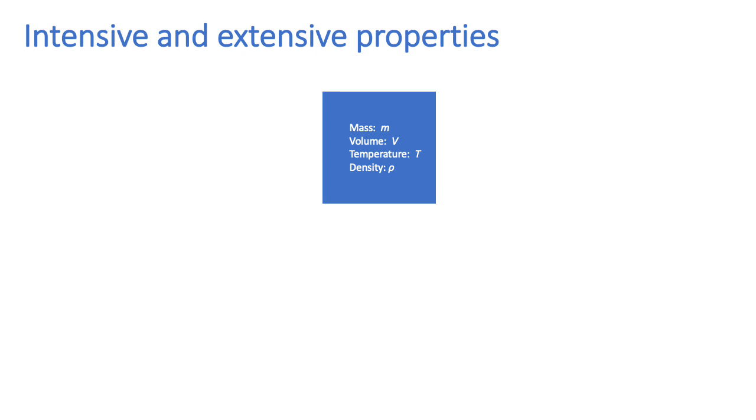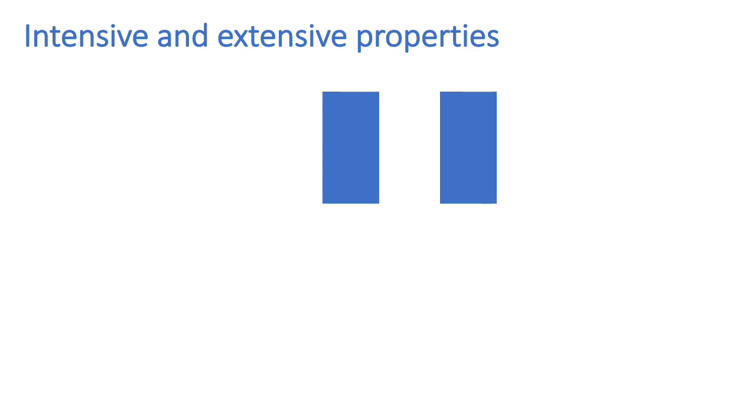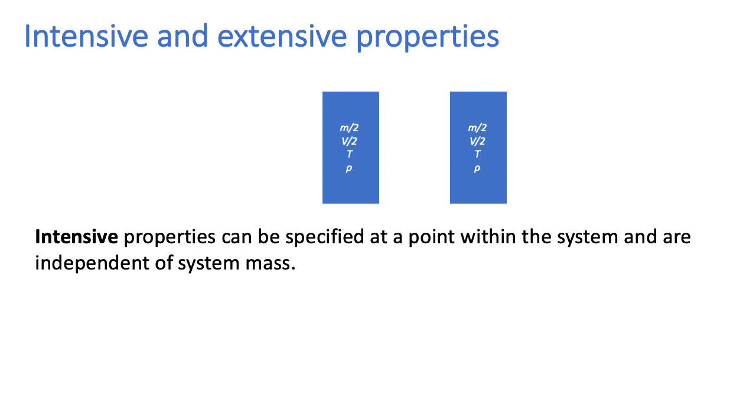Now, there are different types of properties. Suppose we got a piece of metal and we know the mass m, the volume v, the temperature T, and the density ρ. Now we take a saw and we cut this and we make two equal blocks. So the mass of each would be m by 2, the volume would be v by 2, but the temperature T and the density ρ are the same for both blocks. So obviously there are different types of properties.